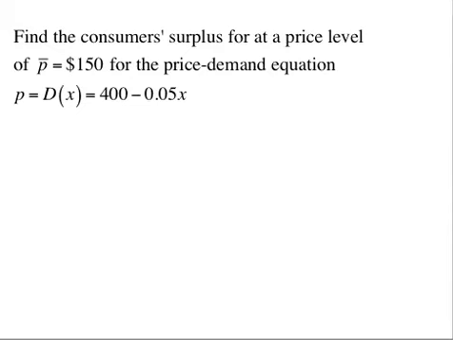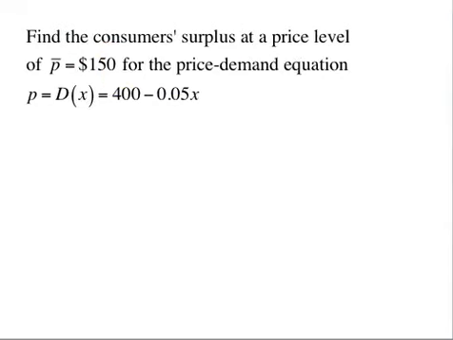So here's our example. It says find the consumer surplus at a price level of P bar equals 150 for that price demand equation. So let's continue, just cleaning up that typo. We have a price of 150, and the price demand equation is P equals 400 minus 0.05x. So we want to find the consumer surplus at that level.